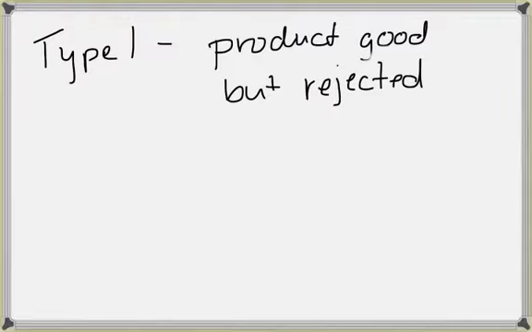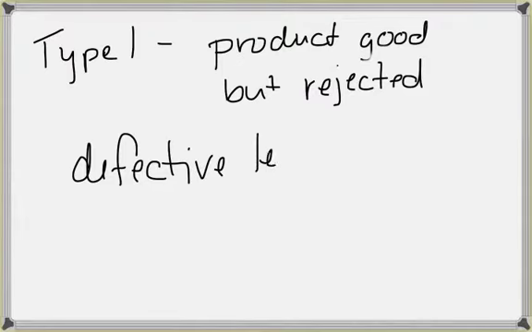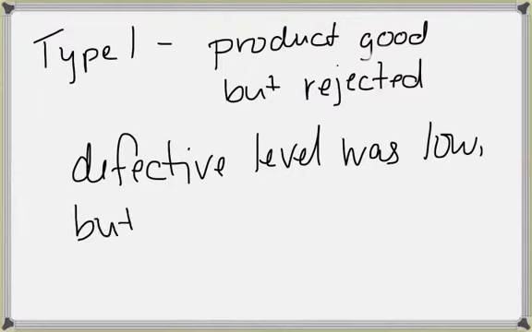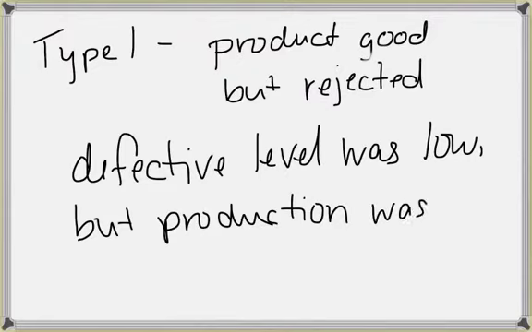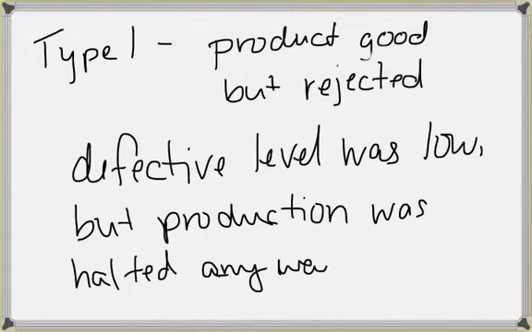So a type 1 error in this case: defective level was low, but production was halted anyway. So that would be our type 1 error.